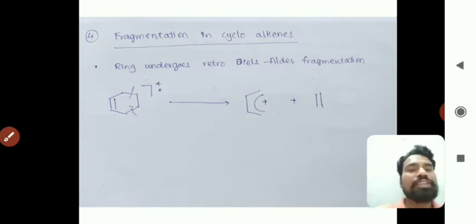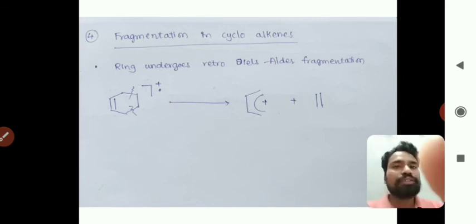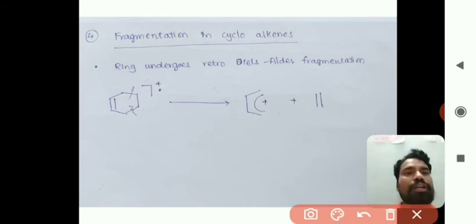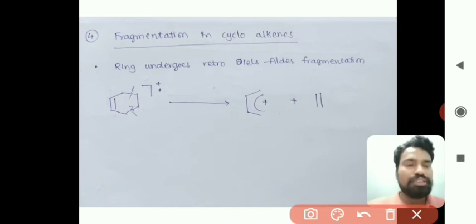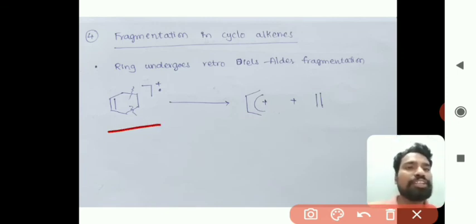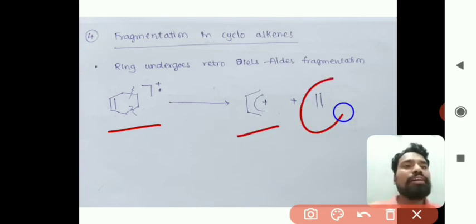Right? Next is fragmentation in cycloalkenes. As we know, cycloalkenes undergo retro Diels-Alder fragmentation. We know the Diels-Alder reaction: a diene reacts with a dienophile and forms a cycloalkene. This is the retro reaction of the Diels-Alder reaction. So this cycloalkene undergoes the retro Diels-Alder reaction, and it forms a radical cation and ethylene.